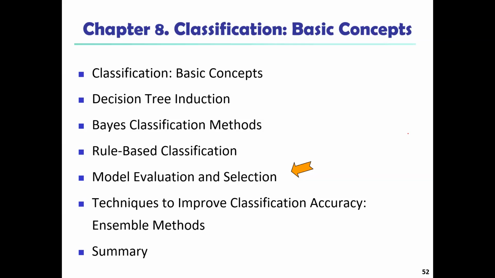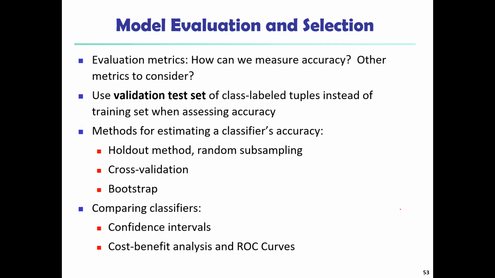Choosing one classifier over others is called model evaluation and selection. So these are the evaluation metrics. How can we measure accuracy? Other metrics to consider. Here we are going to use a validation test set of class label tuples instead of the training set when assessing accuracy.